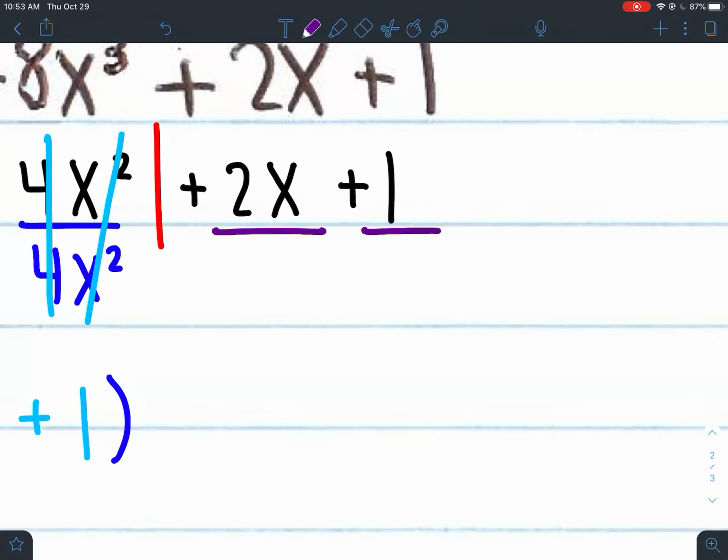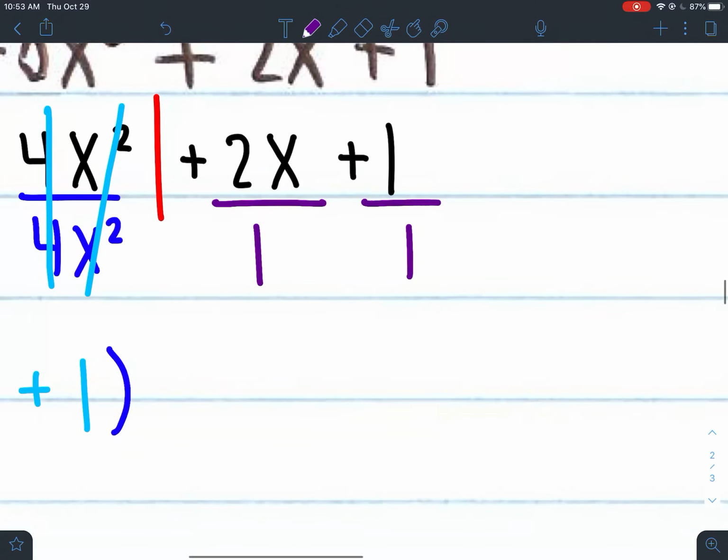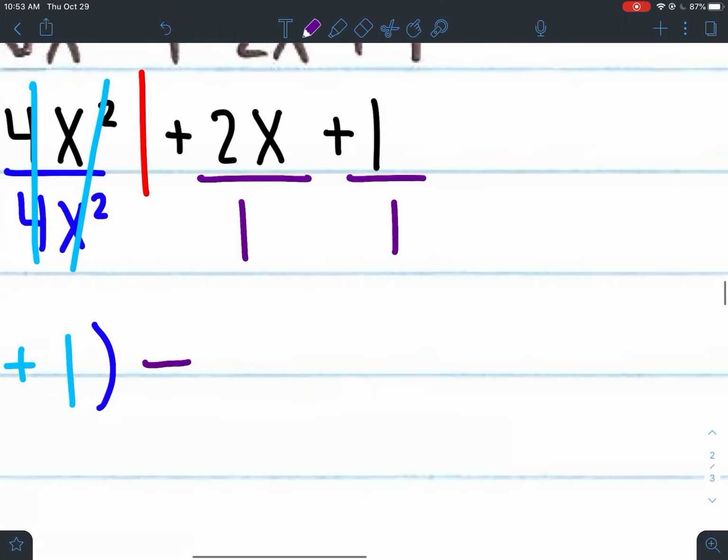So I have 2 terms, I have 2 division bars. Now the largest number I can take out of 2 and 1 is going to be 1. That's the largest number I can divide out of both. Now I can't divide out any x's because the 1 does not have any x's. So that means my GCF is just positive 1. I want to write a plus 1 there.